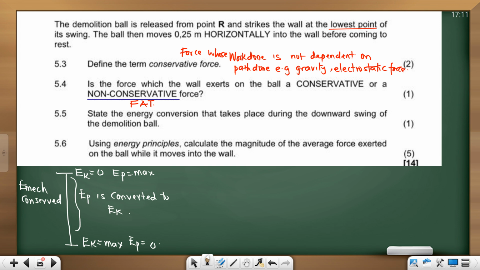Now the last question. Using energy principles, I like to always use one constant formula, which is work done by non-conservative forces. What would you do there?